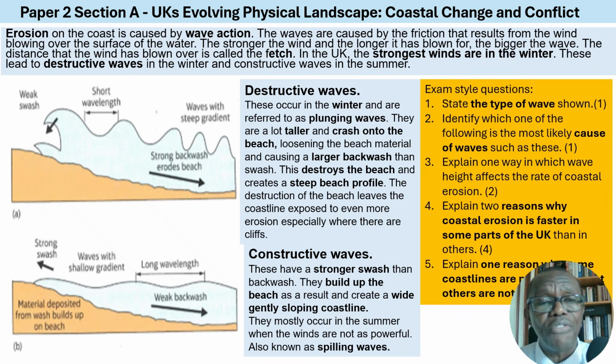So let's look at the difference between those two. Like we've said, the destructive waves occur in the winter and are also referred to as plunging waves. They are plunging because they are dropping down. If you look at this diagram here, you can see that this wave is really high. So the wave height is high for a destructive wave, and the reason is the wind has blown over a huge area of ocean water or surface water, and on top of that, the winds were also really strong.